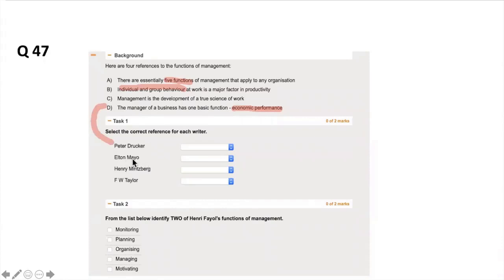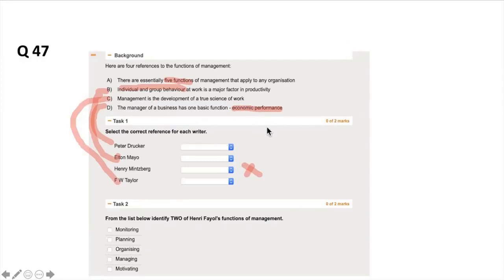Now, Elton Mayo said B, which is individual and group behavior at work is a major factor in productivity. So I'll link this one here with Elton Mayo. Henry Mintzberg, who was a great guru in strategy and structures in organization, has no comment here, so you cannot link him anywhere with these references. And finally, F.W. Taylor, our last option here, is the person who quoted C, and C was management is the development of a true science of work. So those are the answers and the links for this part of the question.